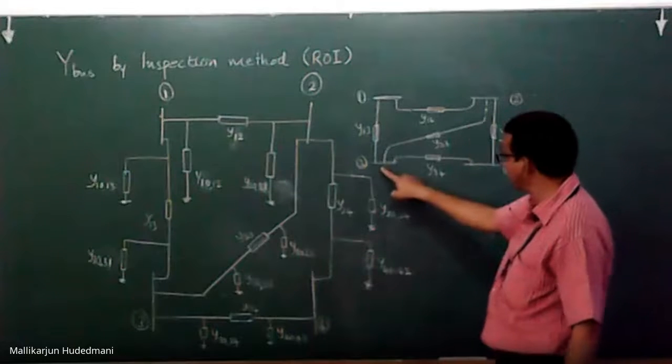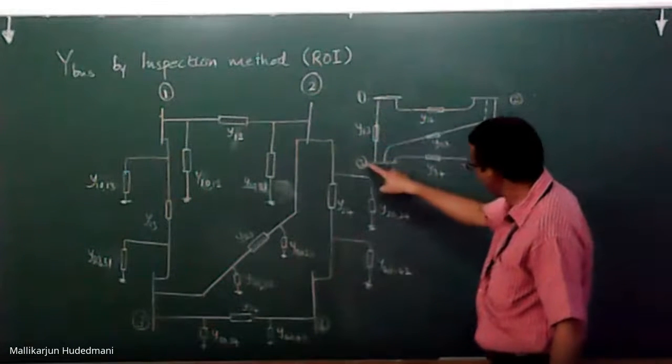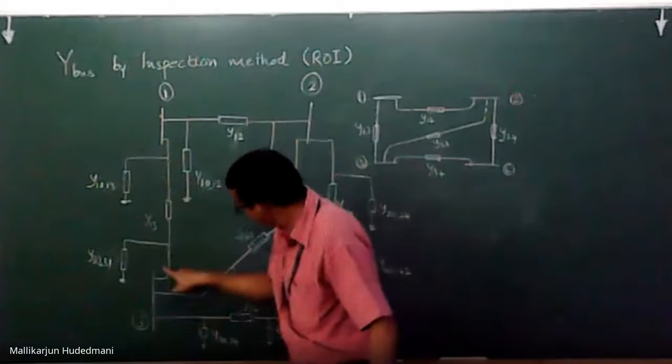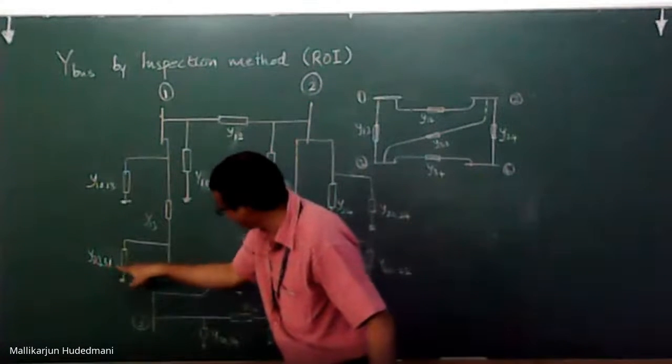Similarly, I have bus number 3 to 1 connection, Y30 31. You can see here, Y31, Y30 31 due to 3 to 1 connection.